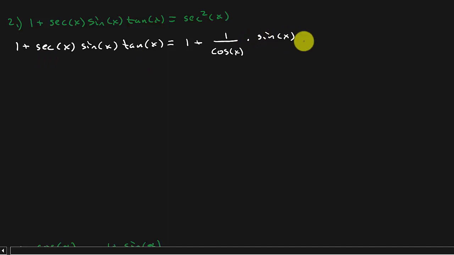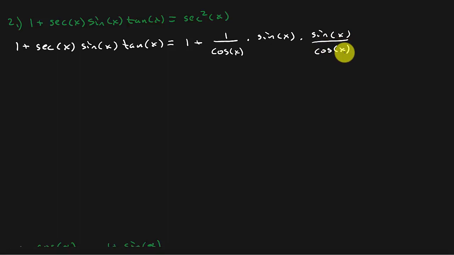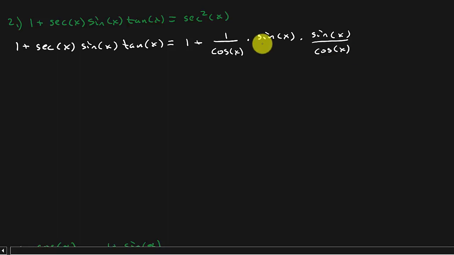And then we've got tangent. Well, tangent is sine over cosine. You see that? All right, so what do we do here? Well, let's multiply everything. So remember how to multiply fractions. You multiply all the numerators together, multiply all the denominators together. So this is 1 plus sine squared over cosine squared.